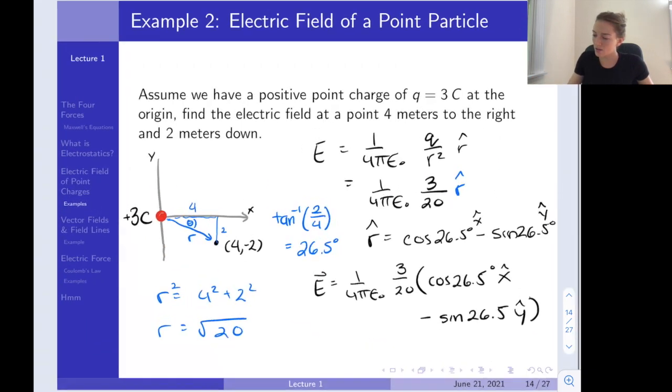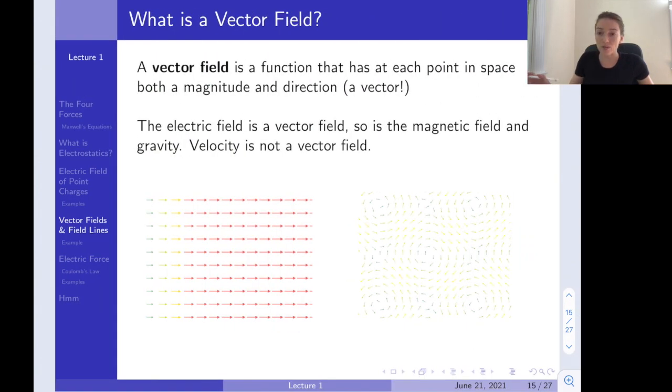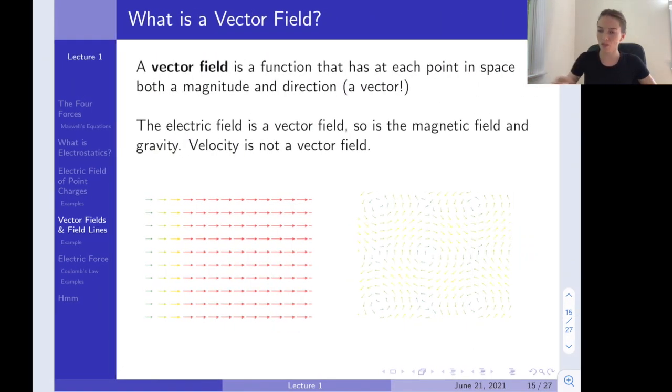Now let's go on. Okay, so let's talk about vector fields now. A vector field is kind of exactly what it sounds like. It's just a function that at each point in space has both a magnitude and direction. So it assigns a vector to each point in the space, and a single vector. There are never two vectors or multiple vectors per point. It's always just one vector in one direction. So there are lots of vector fields. If you've done vector calculus, you've seen this already.